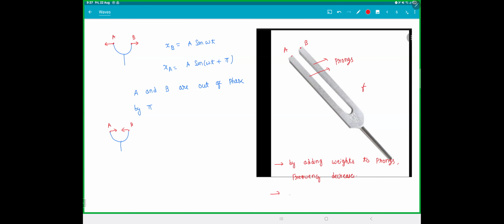Another thing you can do is increase the temperature. If you increase the temperature, the prongs become a little longer. It becomes more difficult to oscillate. So if you increase the temperature, even then the frequency decreases. So if you want to mess up the frequency, this is what you can do.